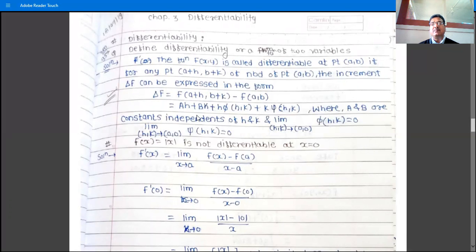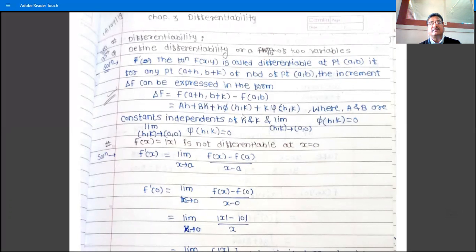So this is a very important definition of differentiability of a two variable function at the point (a,b). The function f(x,y) is said to be differentiable at (a,b) if f(a+h, b+k) minus f(a,b) is expressed in this form: Ah plus Bk plus hφ(h,k) plus kψ(h,k). If this happens, then the function is called differentiable at the point (a,b). This is the definition for a two variable function.